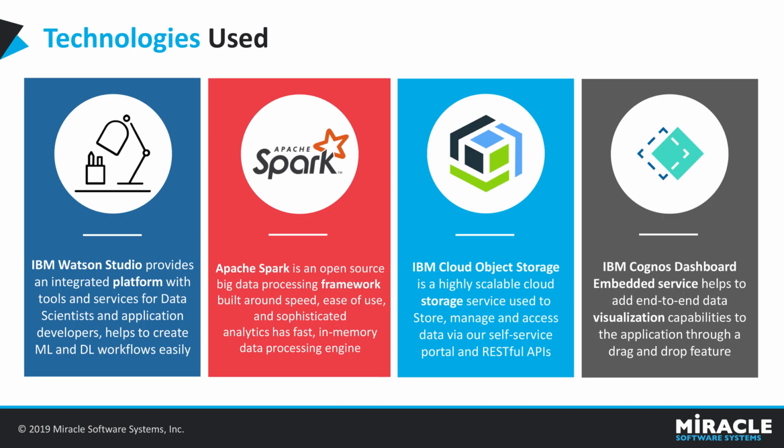Let's have an overview on the technologies which we have used in this application. IBM Watson Studio is an integrated platform with different tools and services provided for all the data scientists in order to build applications very easily and effectively. Apache Spark is an open source cluster computing big data processing framework. It has support to build applications using SQL queries, streaming data, machine learning, and it also contains features for graph computations as well. It has huge support of libraries and packages for all these computations in our applications.